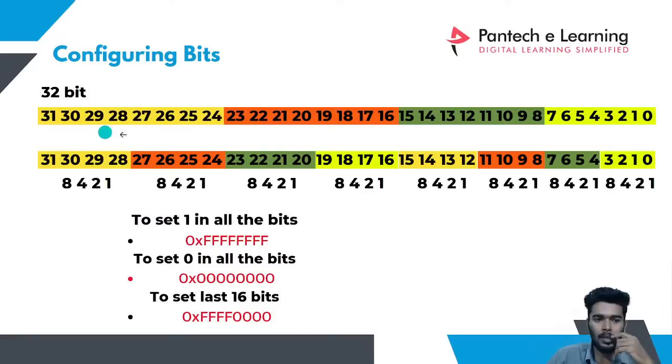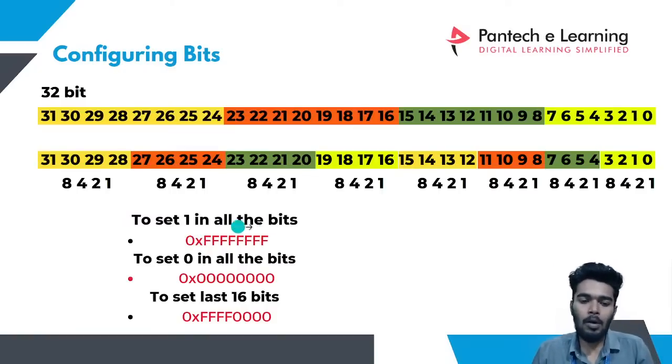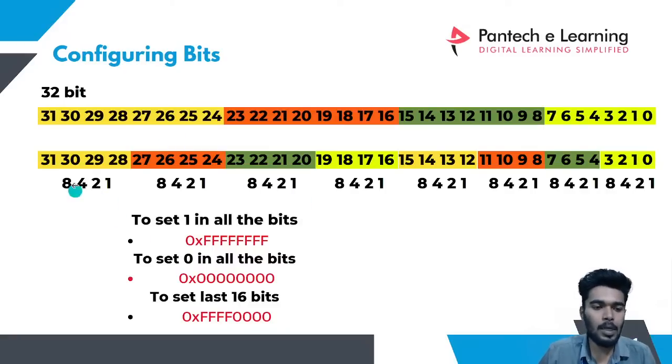Each 32-bit is divided into 8 columns, and each column consists of 4 bits. If I take this scenario, we are going to set 1 in all the bits. To do that, the bits in each column are weighted 8, 4, 2, 1. If I want to set all 4 bits, I have to give the sum of these 4 values. What is the sum? 8 plus 4 plus 2 plus 1 is 15.